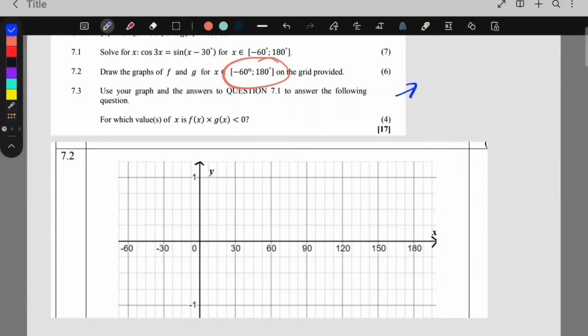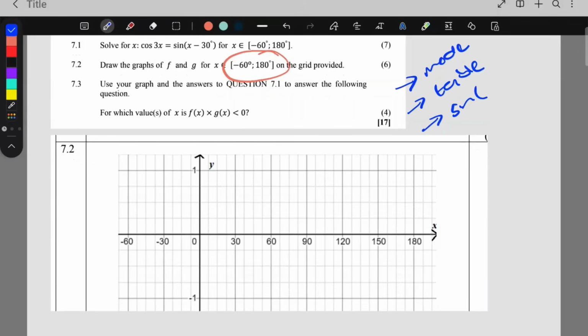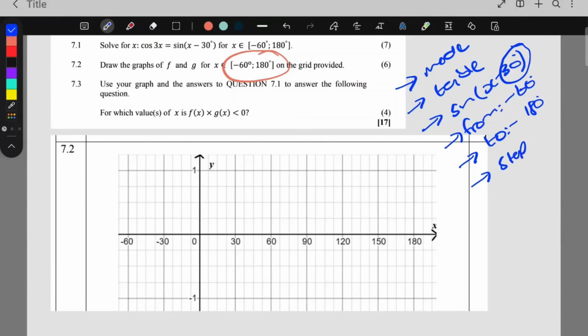You're going to go to your calculator. You're going to press mode, then you're going to press table. Then you're going to put in the first function, f of x is sine of x minus 30. You put that in, and then the calculator will ask from. So then we will say from negative 60 and then to 180, because that's what the question asked. And then our step: because we have x minus 30, let's make the step 30. And then it will give you a table with x values and y values like that. And then we'll just plot the points.